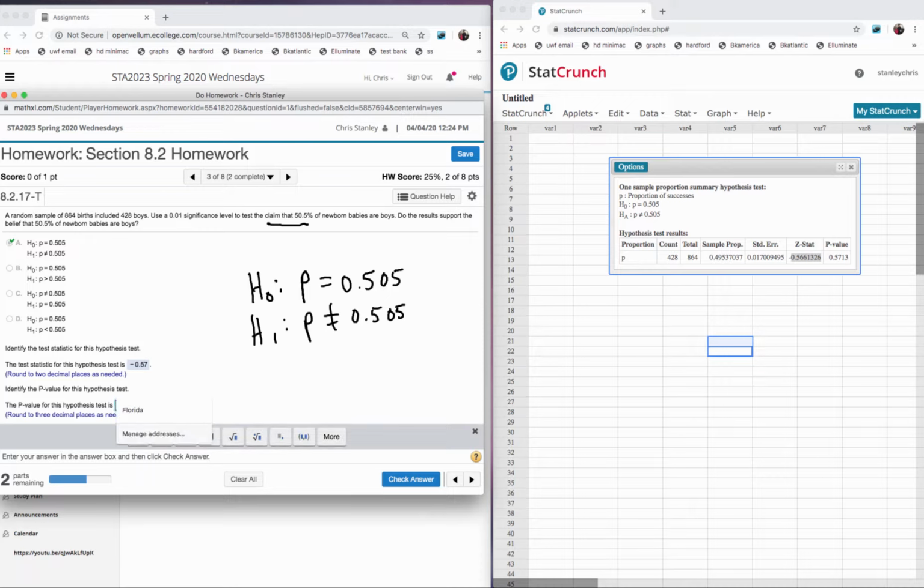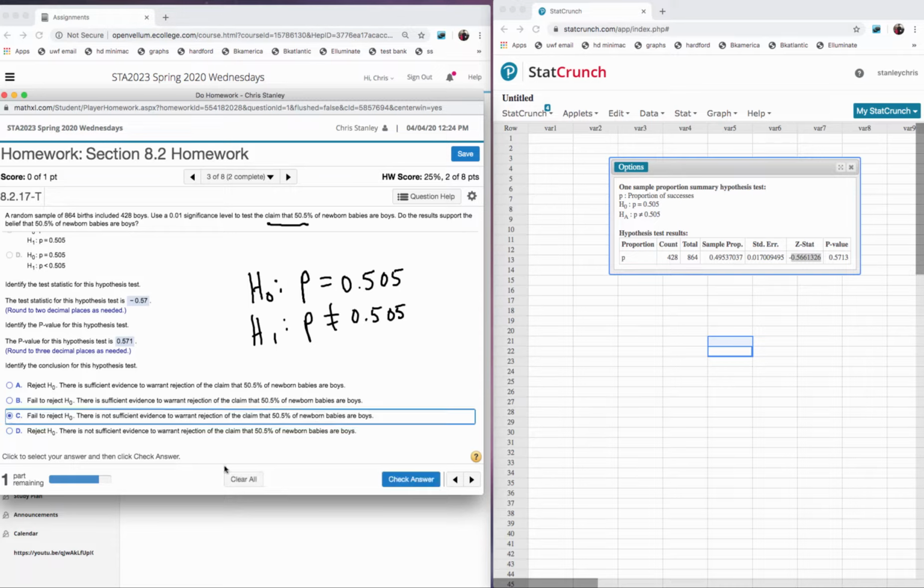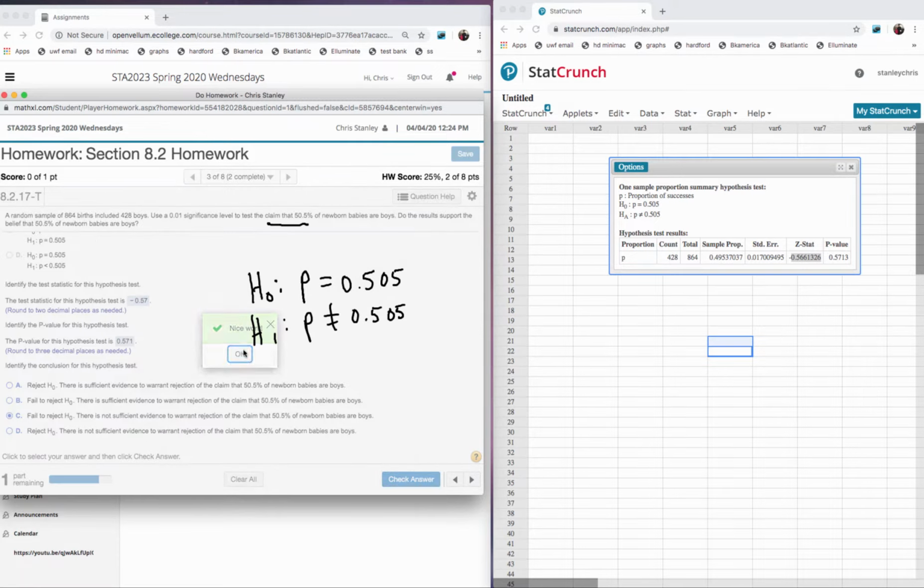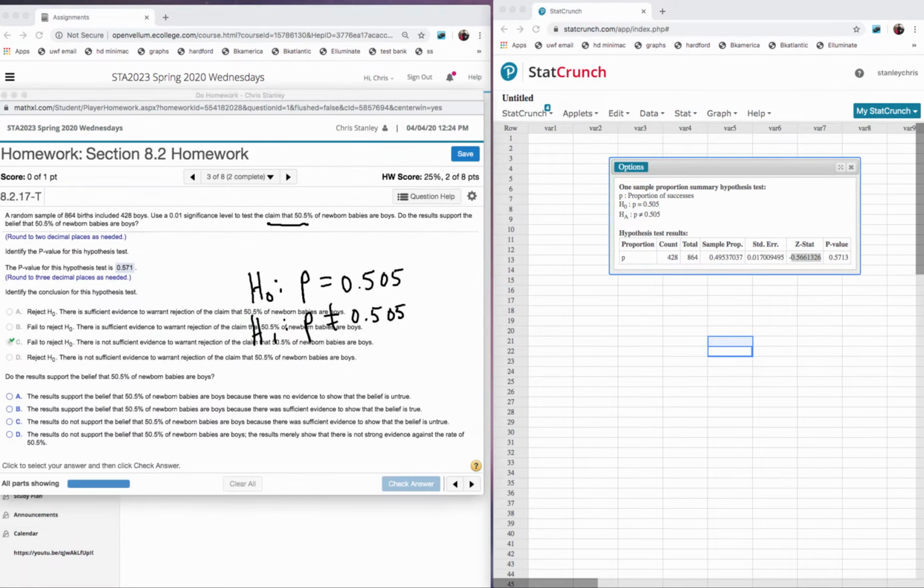Okay, so now we have to do this whole p-value thing. So this is a very large p-value. When you compare this p-value to 1%, this is way bigger. So this should be a fail to reject. There is not sufficient evidence. Once you get used to it, it's like the same thing over and over again.